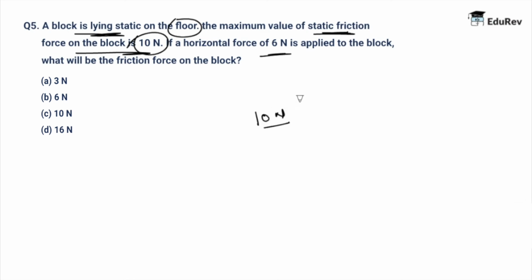And the body will not move for any force that is less than 10 Newton. Whatever force is applied, if it's less than 10 Newton, then it will be used to overcome the static frictional force, and that's it. Here, 6 Newton is the force that is applied. So 6 Newton will be the magnitude of the frictional force on the block. This is because as we apply 6 Newton, the block also applies a reaction force of 6 Newton, and as action and reaction are equal and opposite, the block is not going to move.